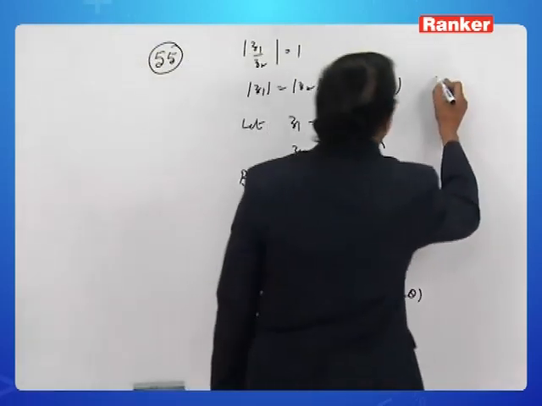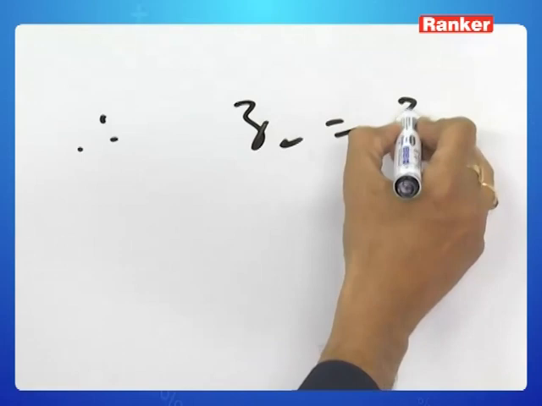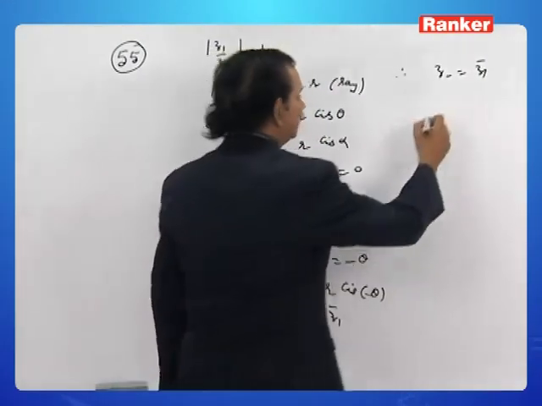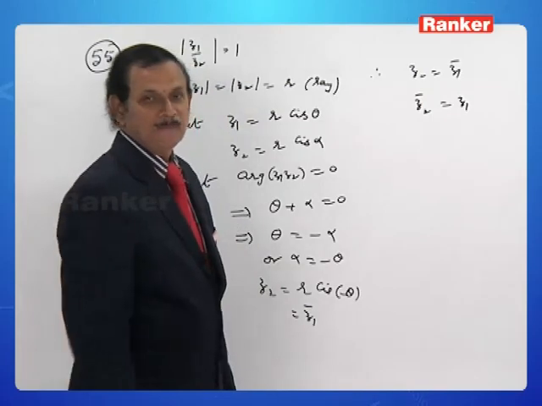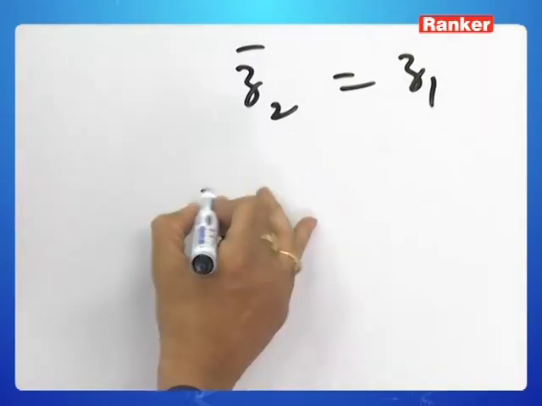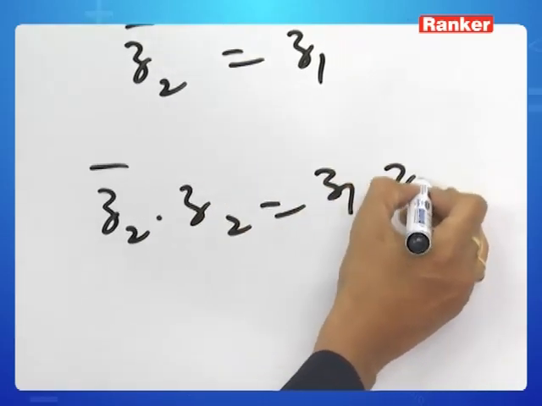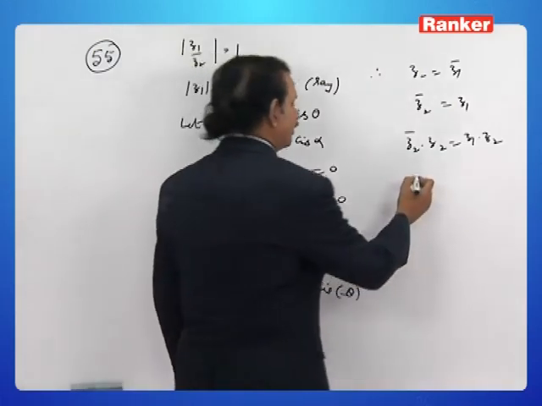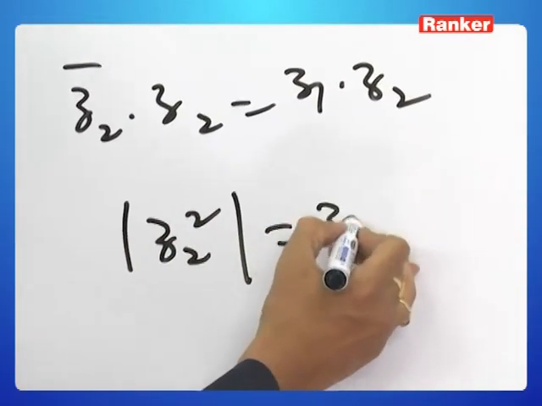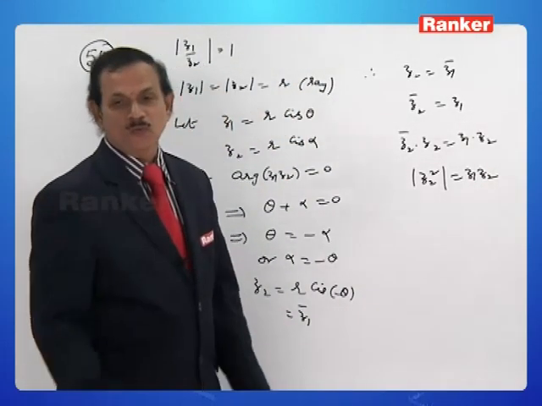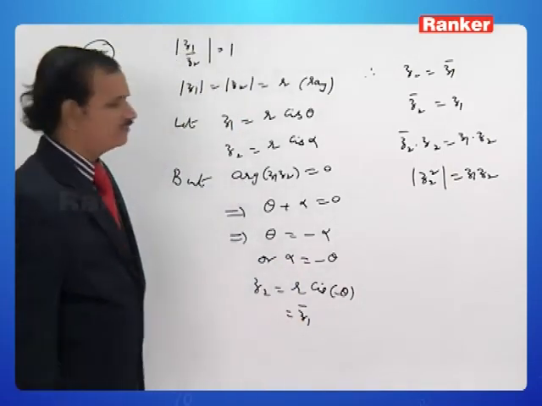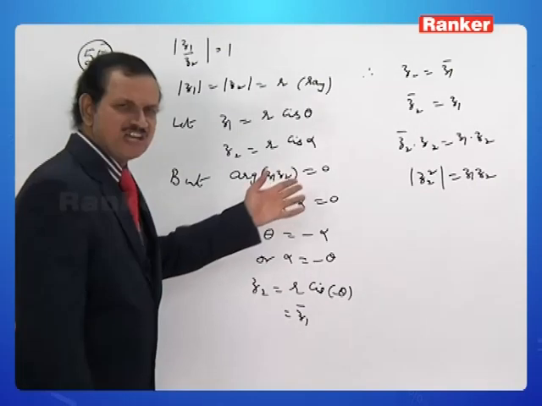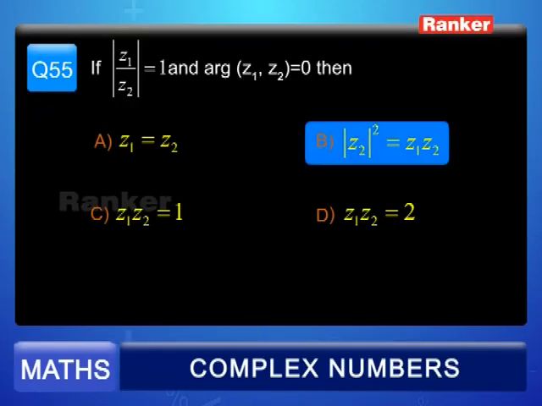Okay, right? Therefore, Z2 is equal to Z1 bar, or Z2 bar is equal to Z1. Multiply with Z2 on both the sides. Z2 bar into Z2 is equal to Z1 into Z2. What is Z2 bar into Z2? Mod Z2 square is equal to Z1 Z2. Therefore, what is the correct option? Mod Z2 square is equal to Z1 Z2 is the straight answer. Without any strain, we are having the answer very simply. So the right option is option B.